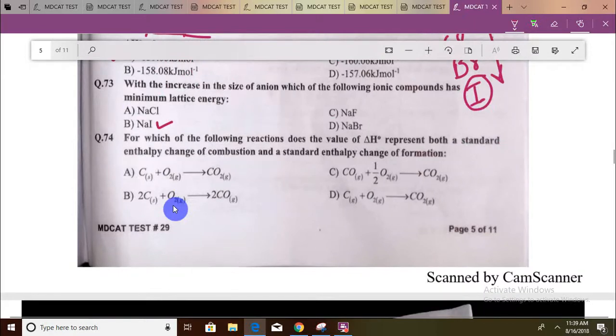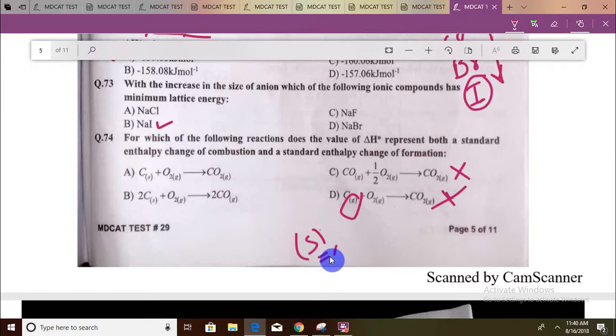Which of the following reactions does the value of delta H naught represent both the standard enthalpy of combustion and of formation? Not this one, because we need to start with the elements. Definitely this one. Not this one either, because carbon under standard conditions, 298 Kelvin, basically doesn't exist in gaseous format. So this one is correct, because elements are in their physical state and combustion must produce CO2.